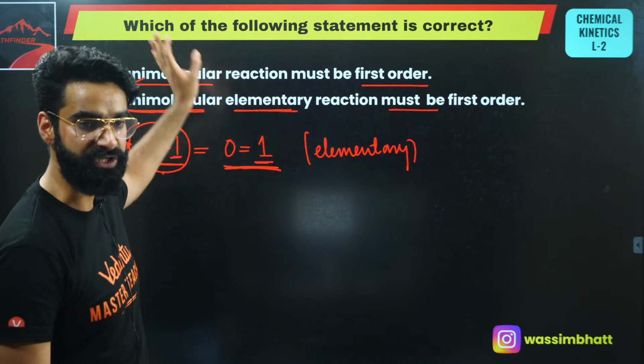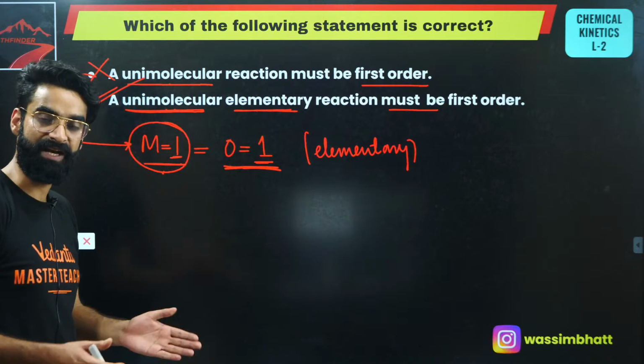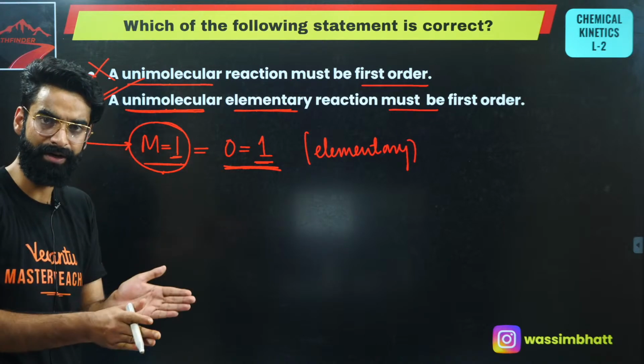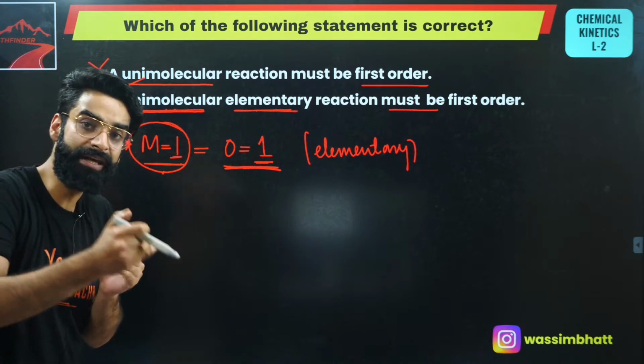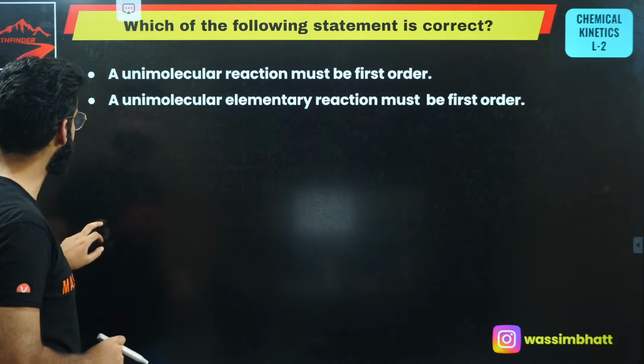So the correct statement is a unimolecular elementary reaction must be of order 1, because for elementary reactions, order is equal to molecularity. If I have a reaction whose molecularity is 1, its order can be equal to 1 only if it is elementary in nature. I'm sure it's clear to everyone, right?